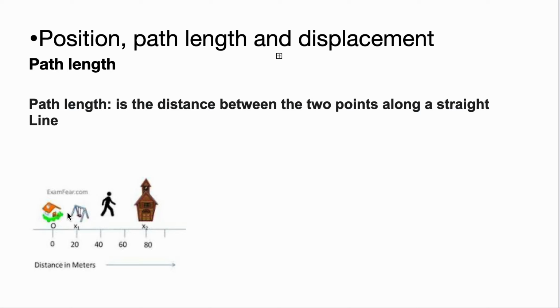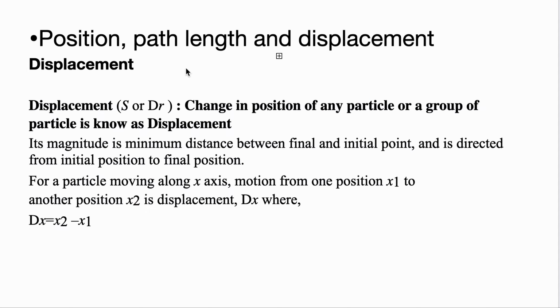In this figure you can see home at 0, and this is x1. x1 is our first stopping point, that is 20 meters. From there we start walking towards this church, that is x2, that is 80 meters, sorry, not kilometers, meters. So the total distance covered by us is 80 meters. Next we'll be going into displacement. Before going to displacement you should know distance. Distance is nothing but path length, that's all.